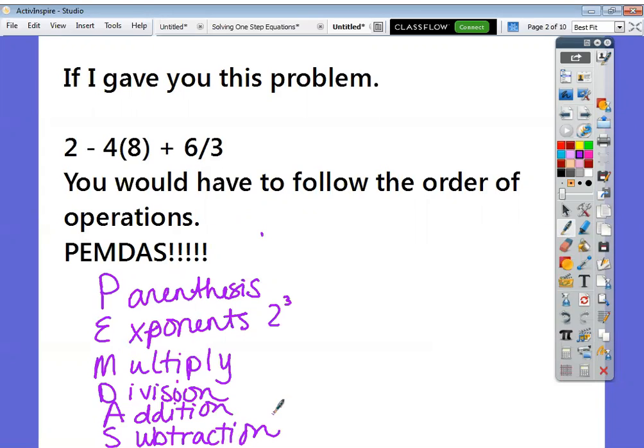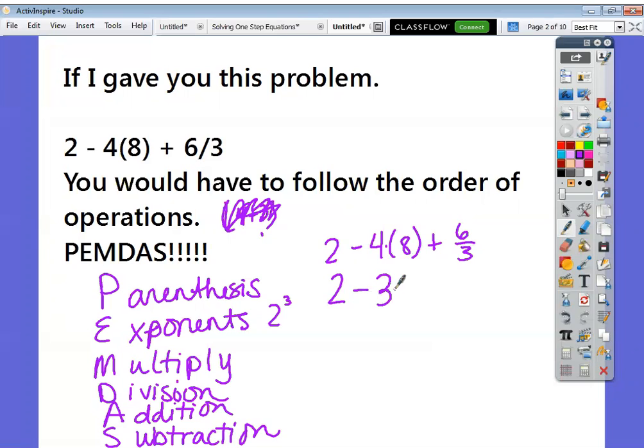So if we were to solve this, 2 minus 4 times 8 plus 6 divided by 3, we would go through this. There's multiplication because I don't see parentheses. And when I talk about parentheses, that means you have something inside the parentheses that you have to do. The only reason that this 8 is in parentheses is so it's separated and you know there's multiplication between those two. So I'm going to use my multiplication. So this becomes 2 minus 4 times 8 is 32 plus 6 divided by 3.